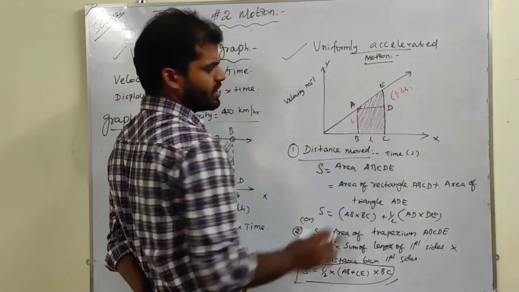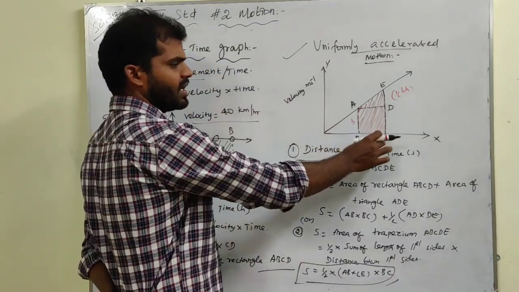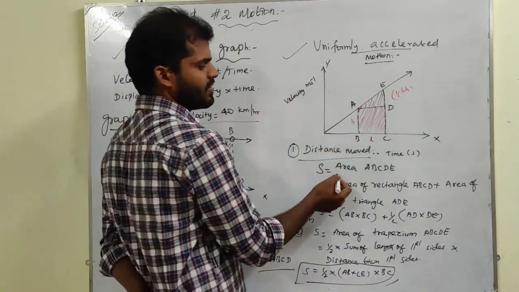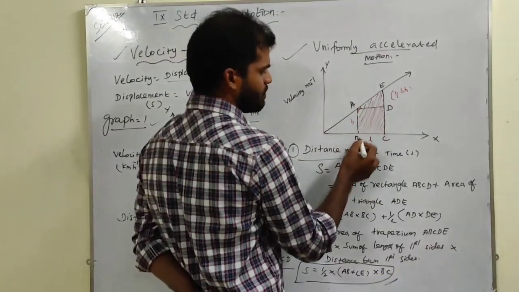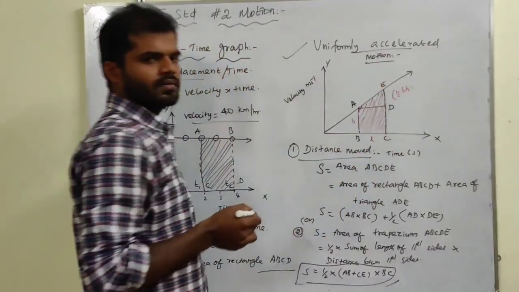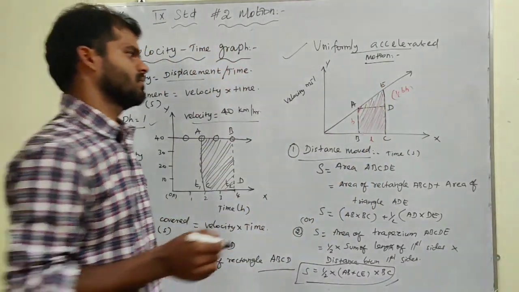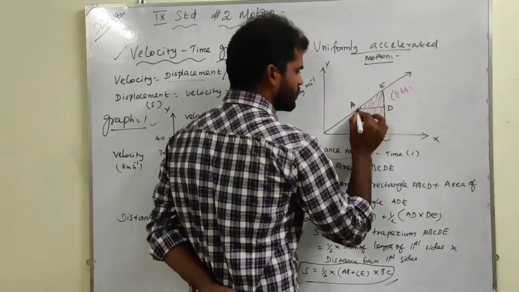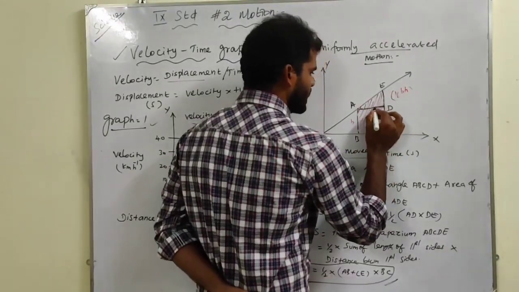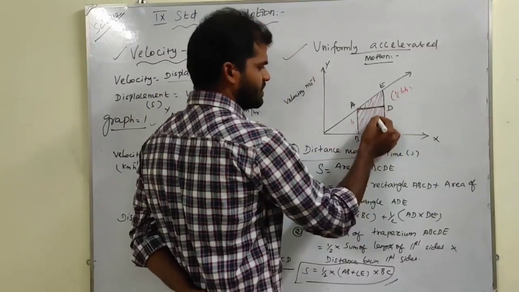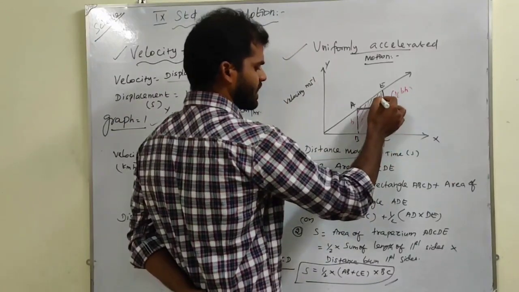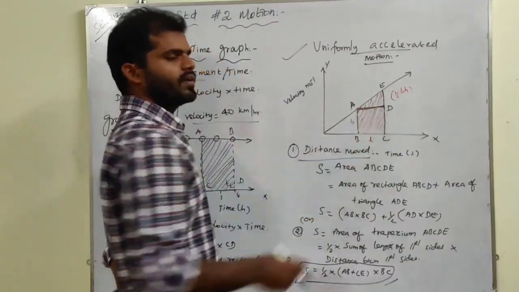That red colored portion is called the distance covered area that we are going to calculate now. So S is equal to the area of ABCDE. That entire area I have to calculate. Now you just draw a parallel line. Now look at the diagram. This is a rectangle and this is a triangle, so we can easily find that area, right?